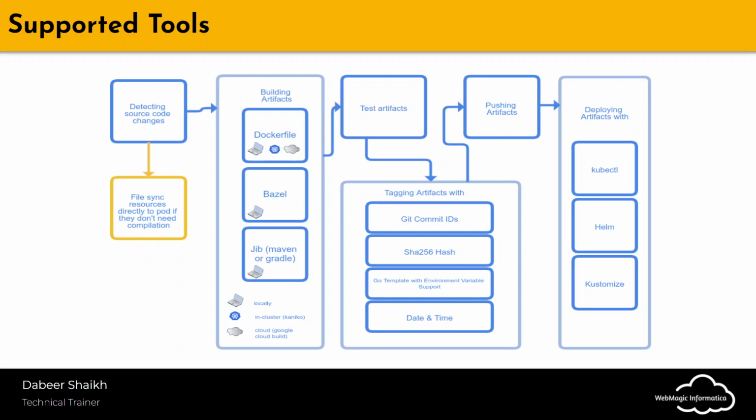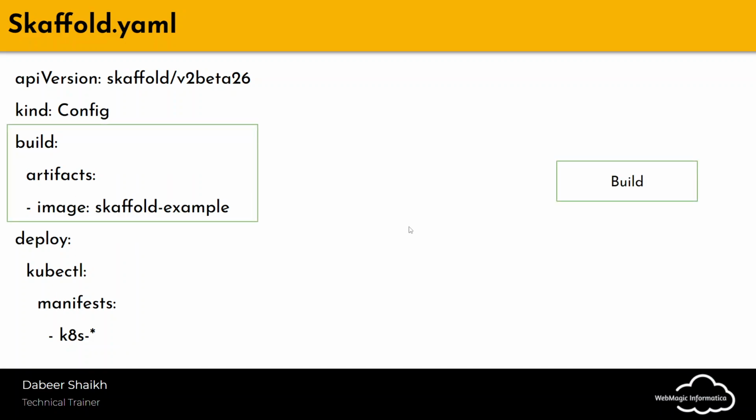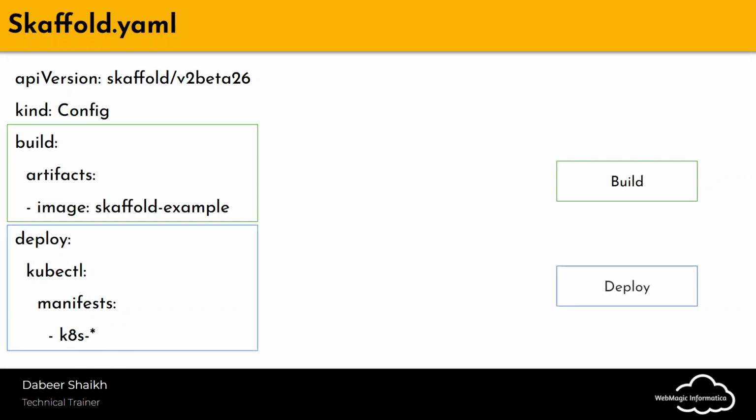in your skaffold.yaml file. Now, what does the skaffold.yaml file look like? This is what it looks like, very similar to your Kubernetes manifest file. In this example, there is a build step where it will build an image using the Dockerfile, known as skaffold-example. And then using the Kubernetes manifest file, it will deploy the application on the Kubernetes cluster.